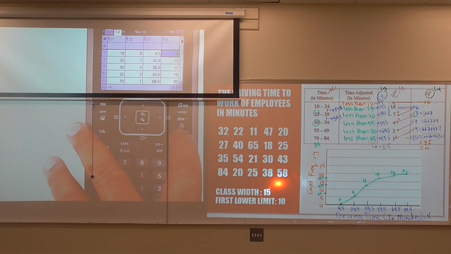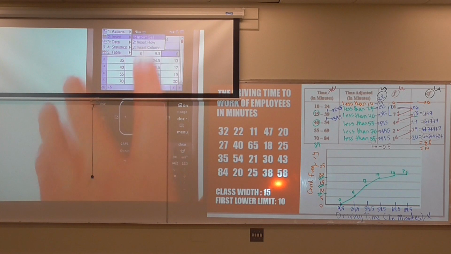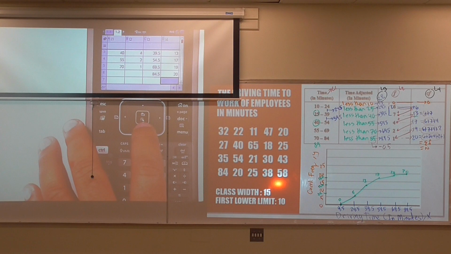So I could do menu, insert, and there's my insert cell, and now I can put 0 there, and there it is. So it's a quicker way than what I did before.